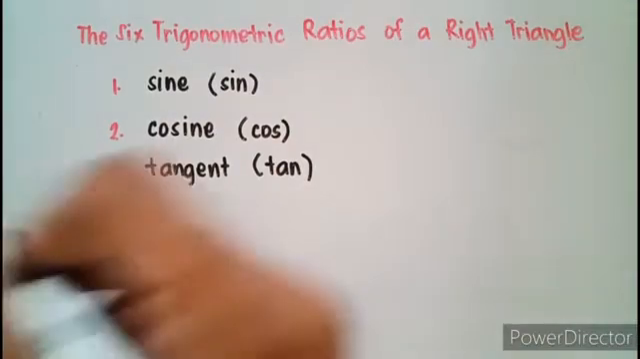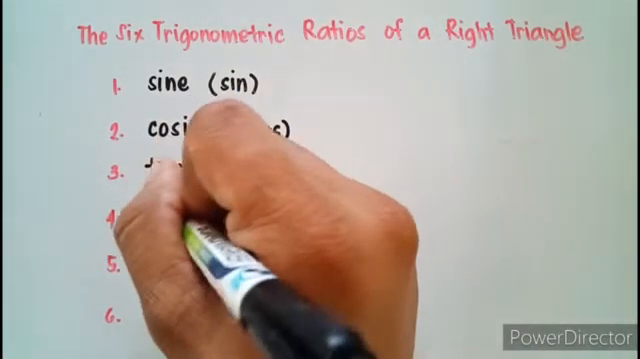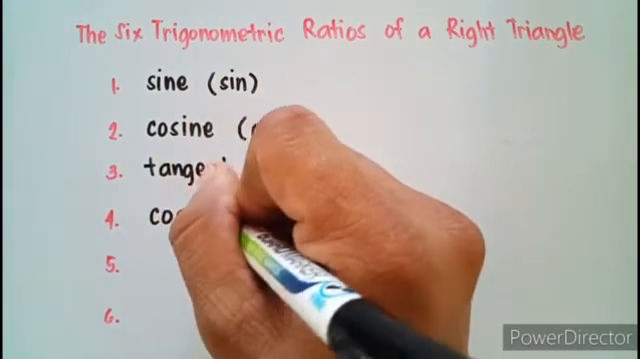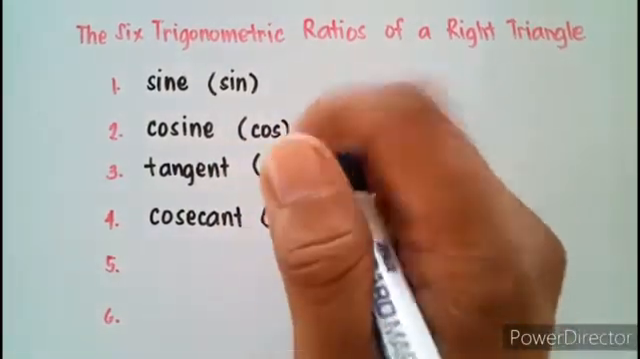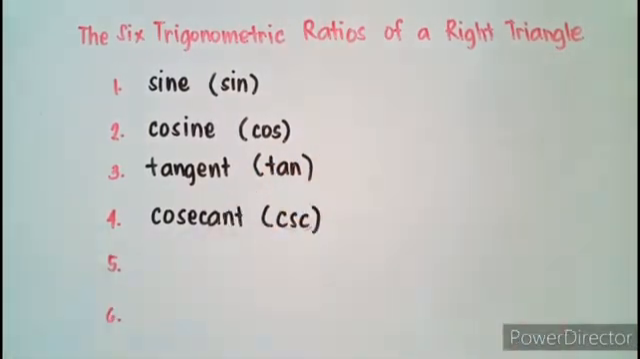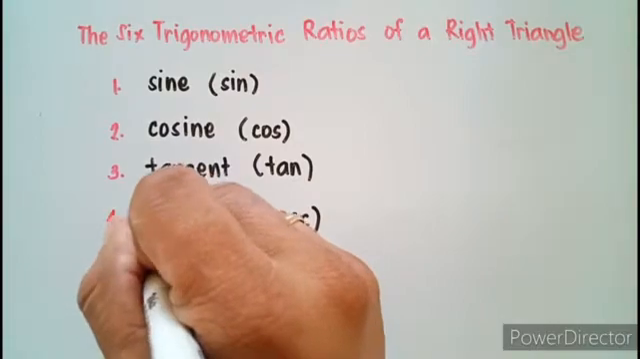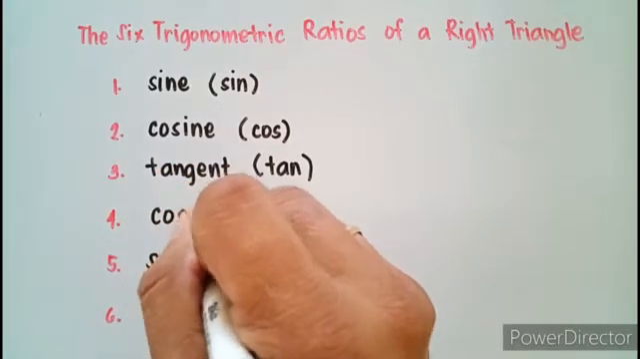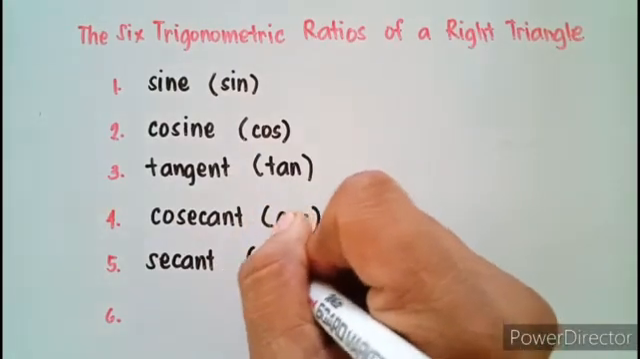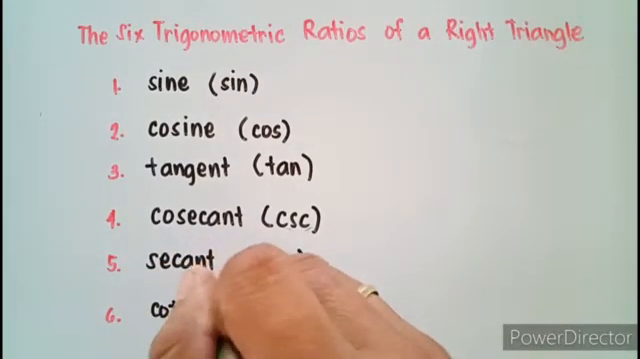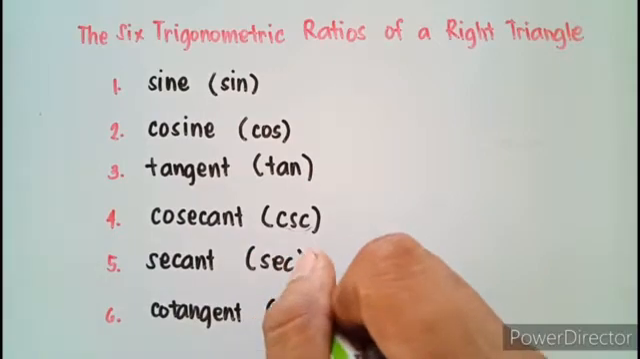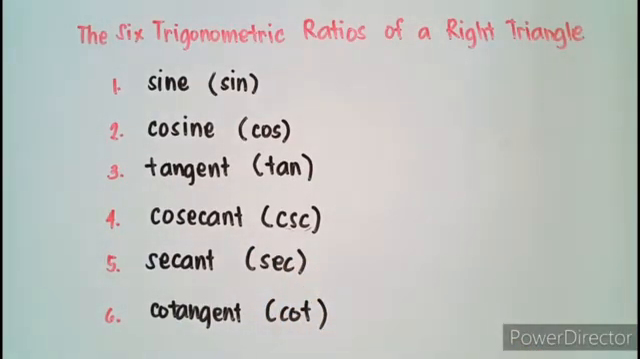Then the next one is cosecant, and the symbol is CSC. Fifth is secant, and the symbol is SEC. And the last is cotangent, and the symbol is COT. So these are the 6 trigonometric ratio names for a right triangle.